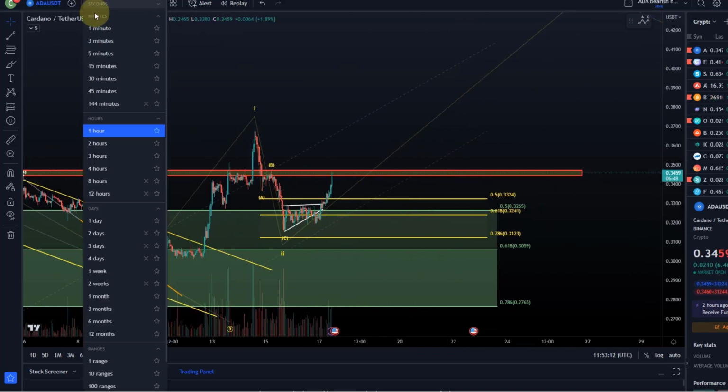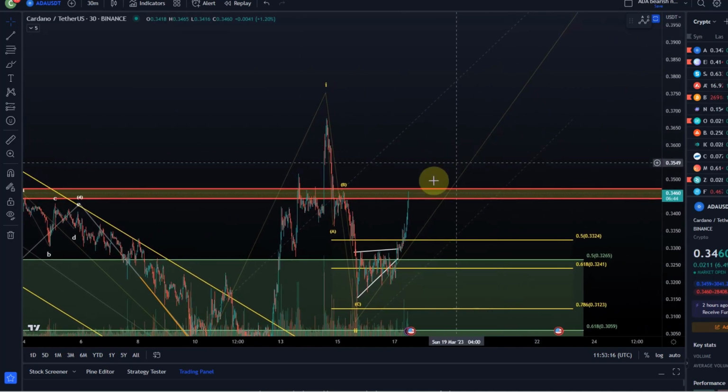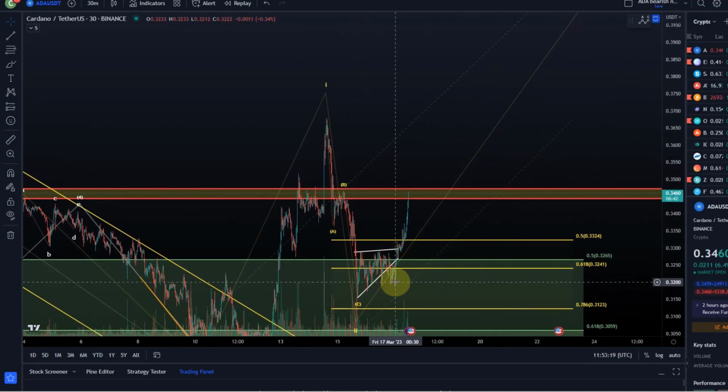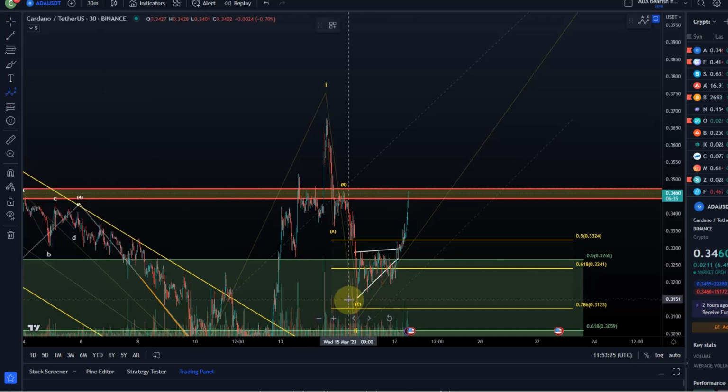So what would be the lower degree wave count? At the moment, I'm exploring the idea that we could have done a leading diagonal here, or maybe not even a leading diagonal, just some kind of a, it was a bit of a messy one there, 1, 2. So we had here an ascending wedge that did break to the downside. Basically, you could say it might be, but it wasn't a leading diagonal.